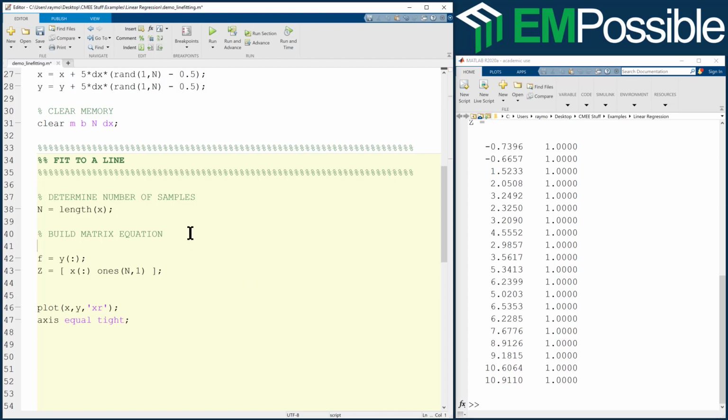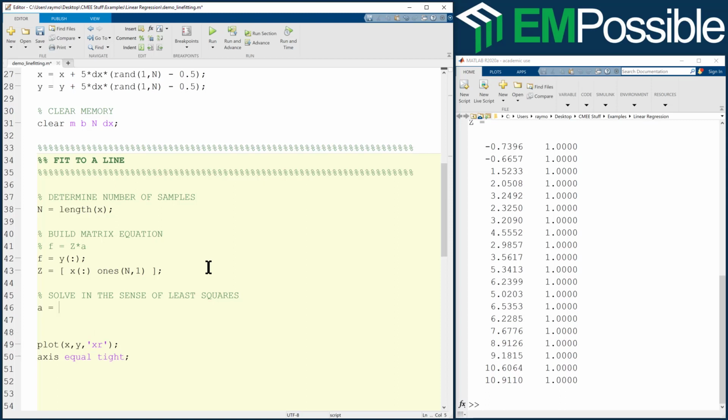So our matrix equation right now is really F equals Z times A, where A is a little column vector containing M over top of B. So that's our slope and our y-intercept when we solve this. Now we have many more equations than we have unknowns, so we have to solve this in the sense of least squares. And that's the next step. Solve in the sense of least squares.